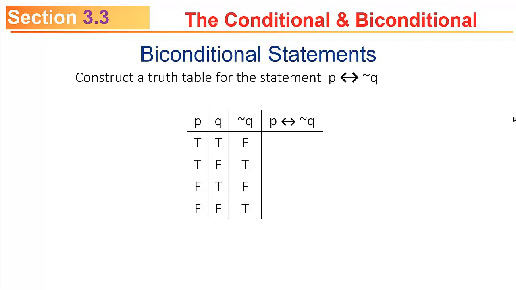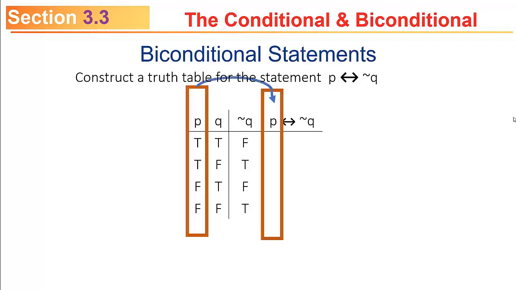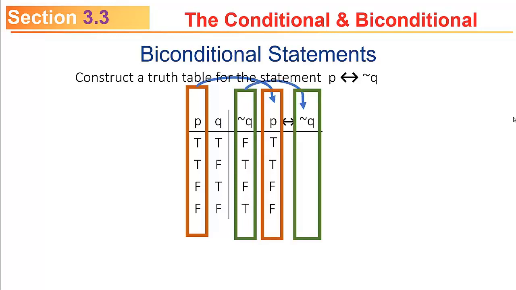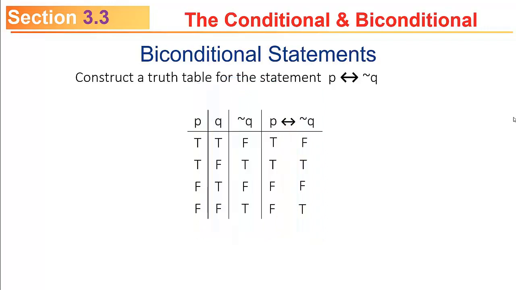Then I look and I notice in the final column I have a P on the left of the if and only if symbol. So I'll move those P values from the far left underneath the P. And then on the right side of the biconditional symbol I have the not Q. So I'll move the not Q values underneath. And then I notice that the symbol is the if and only if, the biconditional symbol.